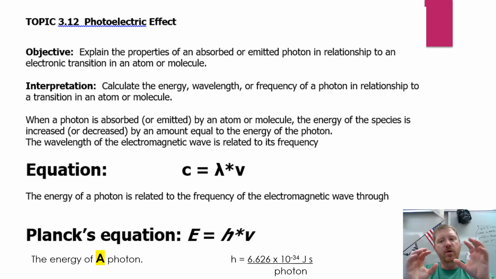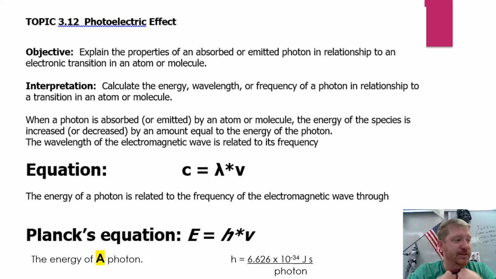Now, that equation then gets combined with Planck's equation, E equals h nu, which I know we've seen before, but we didn't use too much. Both of these equations are in your equation sheet, and the constants are in there. So the speed of light's in there. You don't have to have it memorized. It's 2.998 times 10 to the 8th meters per second.